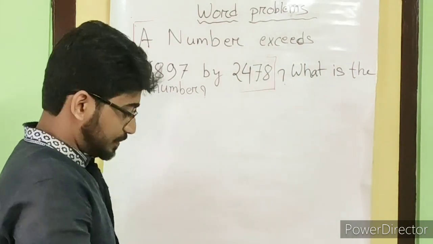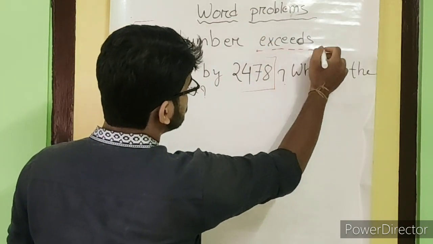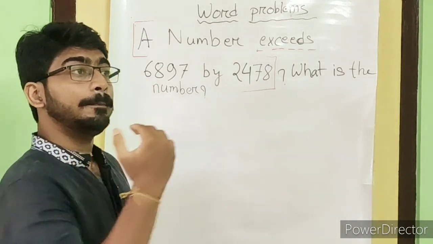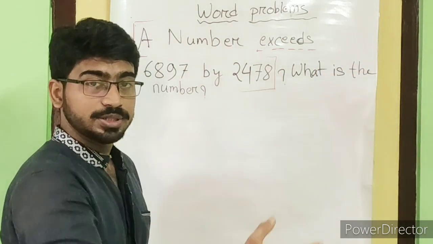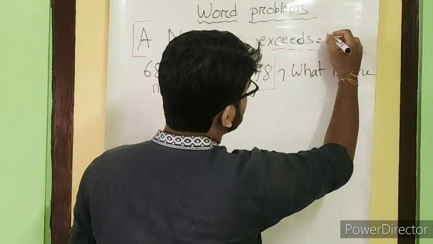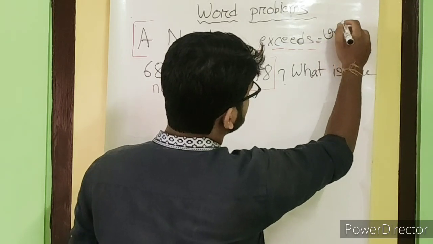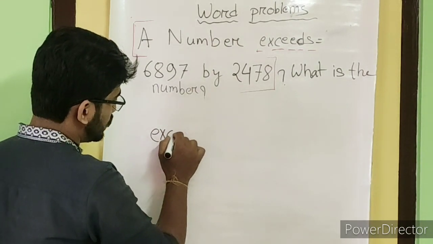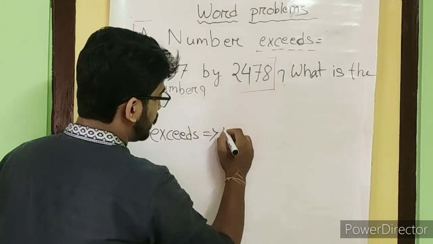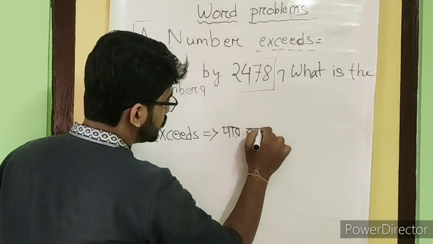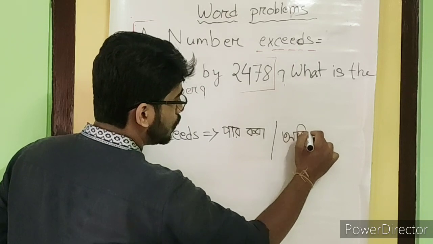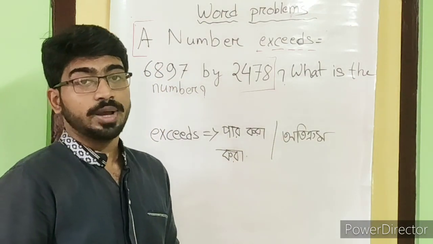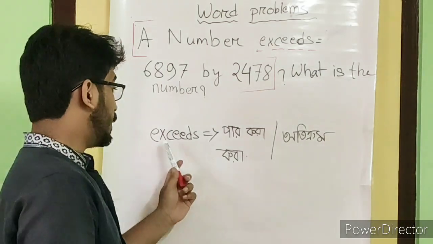We need to know the meaning of exceeds. The meaning of exceeds is to overtake. Exceeds means to go past something, to cross over something that is there. So exceeds means to overcome, to go beyond. I am writing it separately. Exceeds means to overcome, to go beyond. You can pause the video and write down the meaning of exceeds.